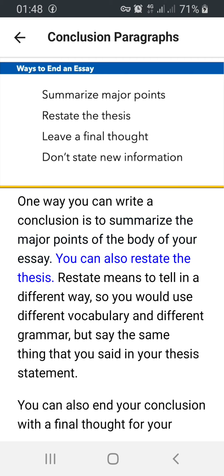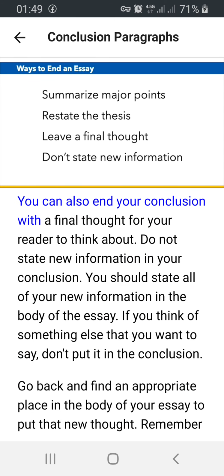You can also restate the thesis. Restate means to tell in a different way, so you would use different vocabulary and different grammar, but say the same thing that you said in your thesis statement. You can also end your conclusion with a final thought for your reader to think about.